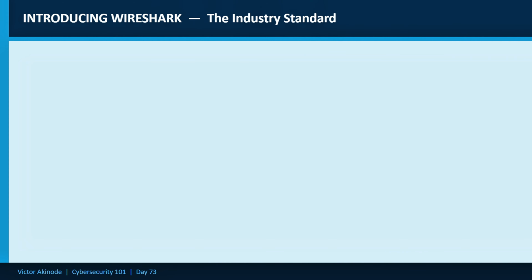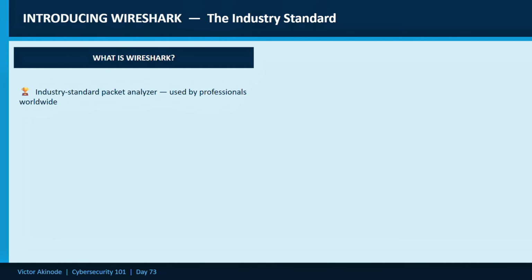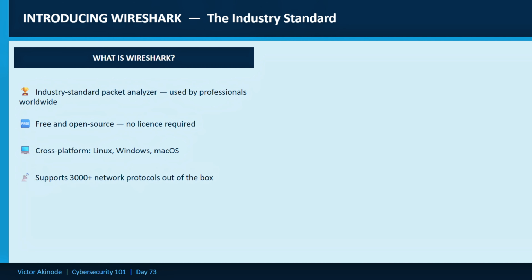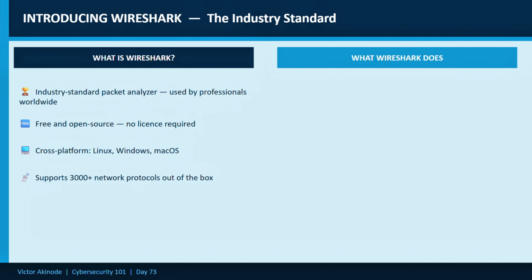Now, let me introduce you to Wireshark. What is Wireshark? Wireshark is the industry standard packet analyzer. It is free and open source. It is cross-platform, that is, it runs on Linux, Windows, and Mac, and it is the most widely used network analysis tool worldwide.